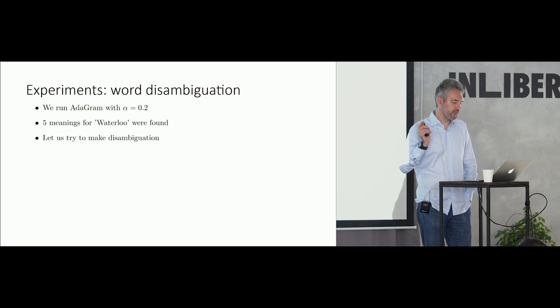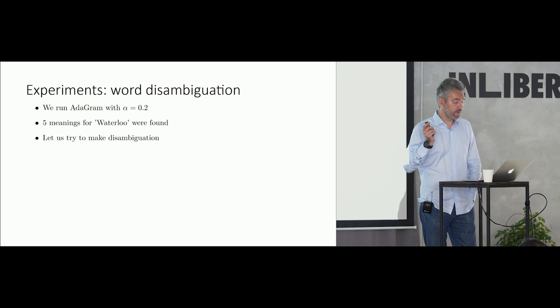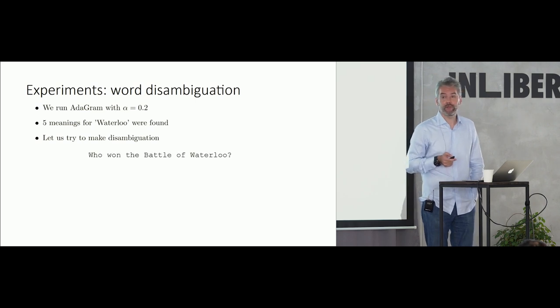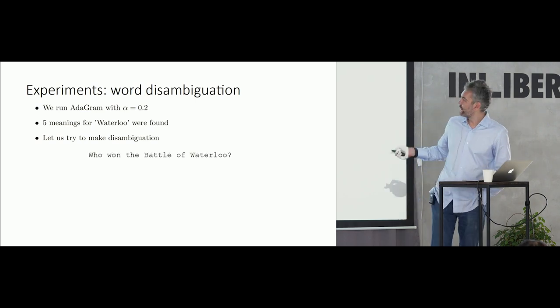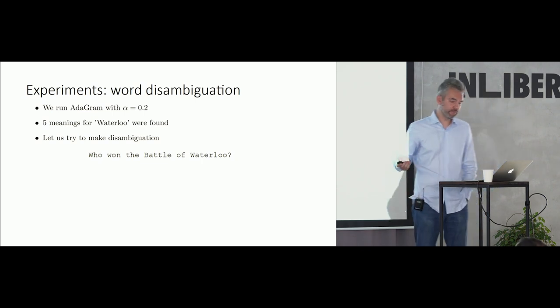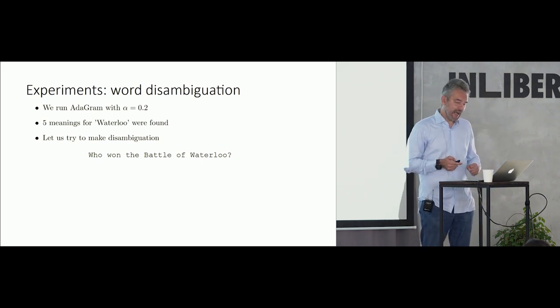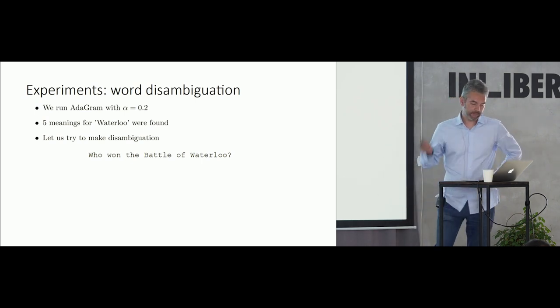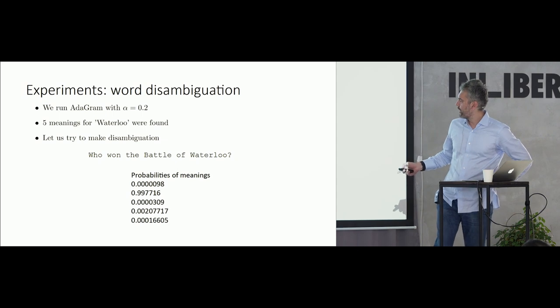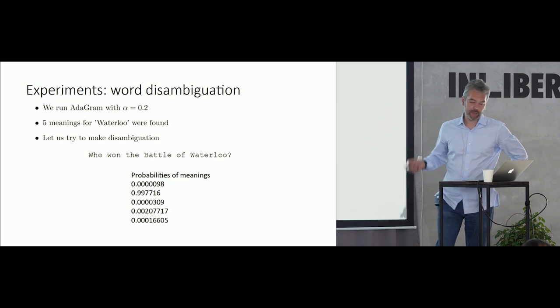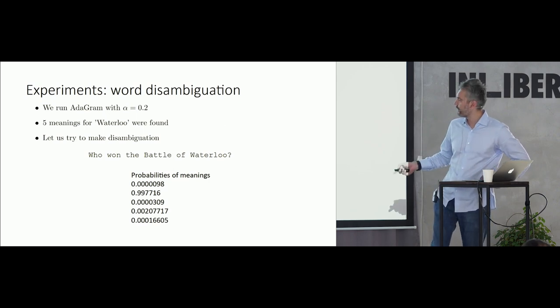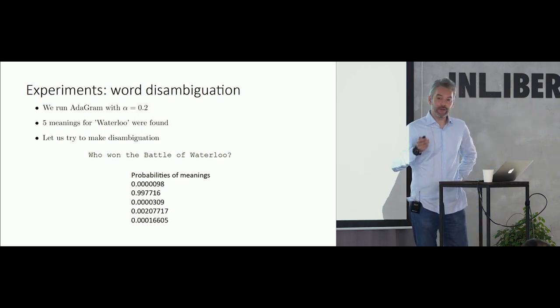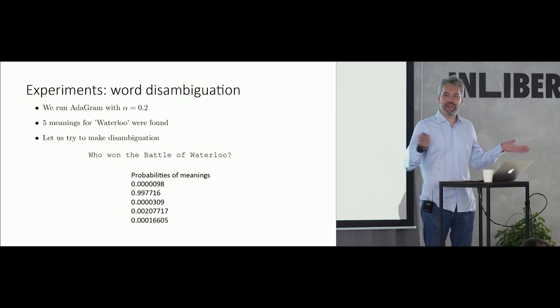And now let's consider a bit more complicated example, word disambiguation. So we run our model. We take the word Waterloo. For it, five meanings were found. And let us try to perform disambiguation. So let's see this sentence: Who won the battle of Waterloo? And let's try to understand what particular meaning this word occurrence had. If we compute the probability of different meanings, it appears that more than 99% of the probability mass is concentrated around the second meaning.